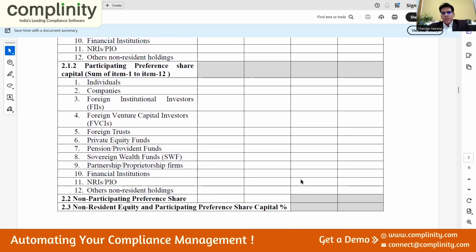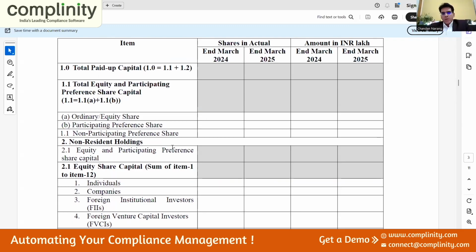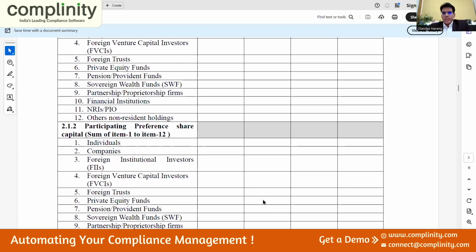Then participating preference share, again, we have to bifurcate as far as shareholding pattern, whoever are holding this. The same category of shareholders are mentioned here. Also, you need to select whatever is applicable in your case. Then the total of participating and non-participating will appear automatically here. Total paid up capital and total equity and participating preference shares. So these boxes will be auto-filled when you fill in the details in the below cells.